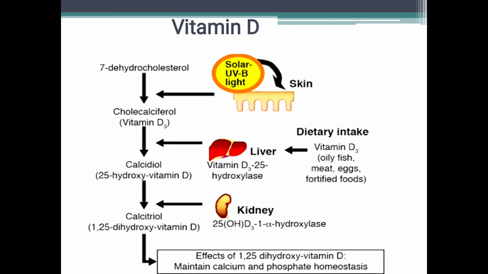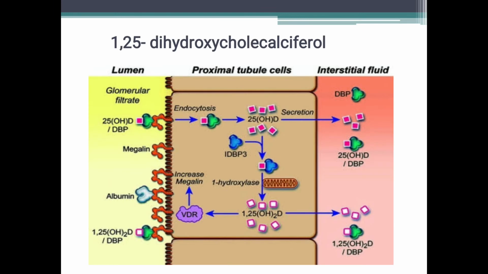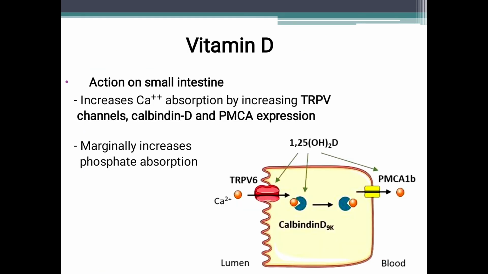Then this 25-hydroxycholecalciferol is converted into 1,25-dihydroxycholecalciferol in the kidney by the action of enzyme 1-alpha hydroxylase. This step requires parathyroid hormone. Okay, so clear. This conversion also occurs depending upon the calcium ion concentration. See here, in the proximal tubule, the 25-hydroxycholecalciferol under the influence of 1-alpha hydroxylase is converted into 1,25-dihydroxycholecalciferol.